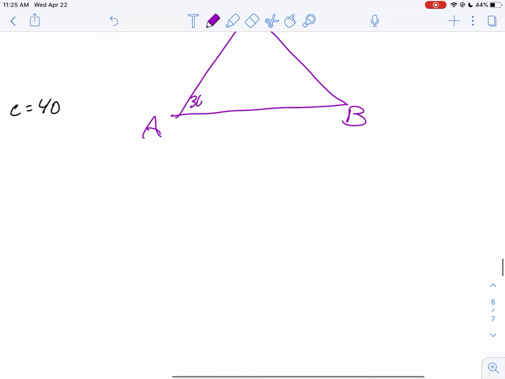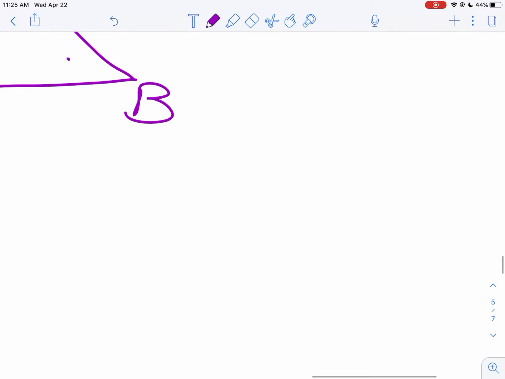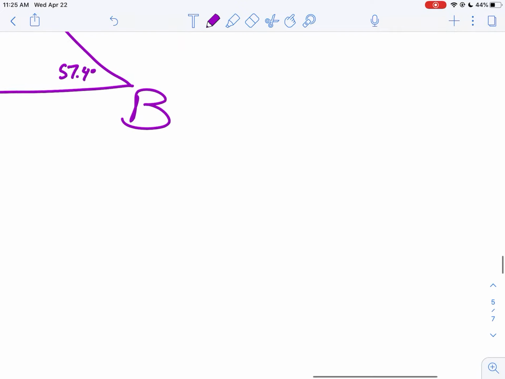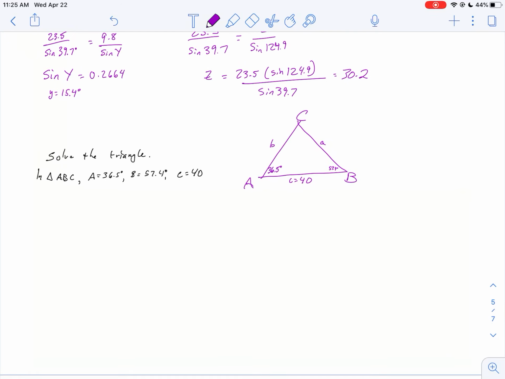I know that A is 36.5, B is 57.4, and little c is 40. So little c is across from big C. Little a is across from big A, and little b is across from big B. And now it asks us to solve the triangle. So I would encourage you to pause the video and try to solve it on your own.